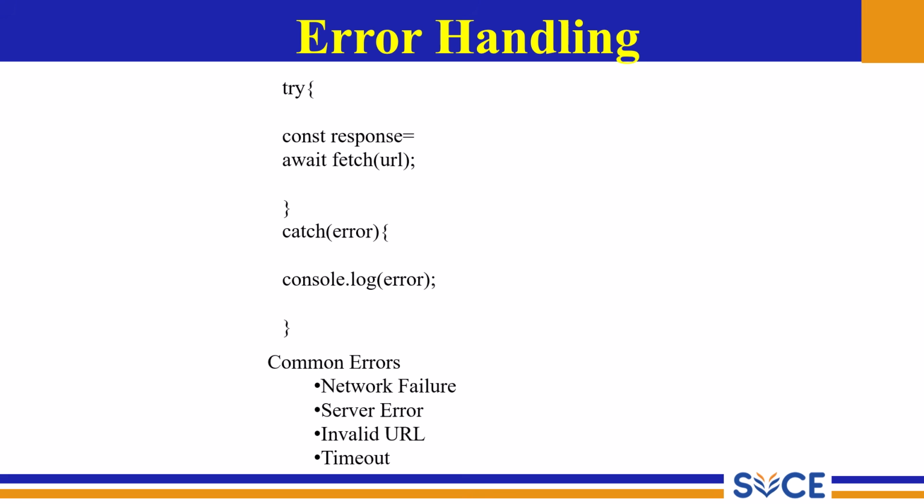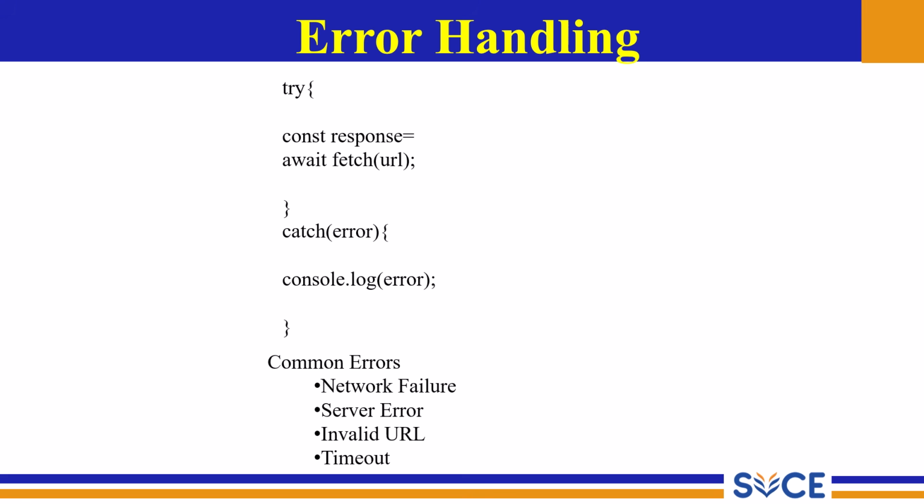A common approach is using the try catch block. An example shows the try block and the catch block. The try block: the code inside the try block executes normally. React sends the request to the server. If everything works correctly, the response is received successfully.